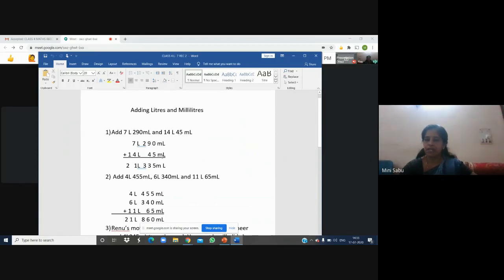45 is a 2-digit number. So see how I have arranged the digits. 0 is in ones place, 5 in ones place, one below the other. Then 9 in tens place, 4 in tens place. Below 9, I wrote 4. And here there is no digit. So I left this place. Okay. Then we will add. And don't forget to write ml.